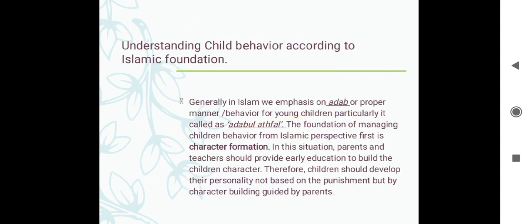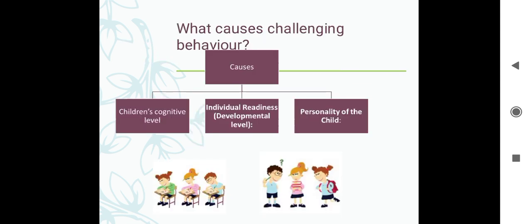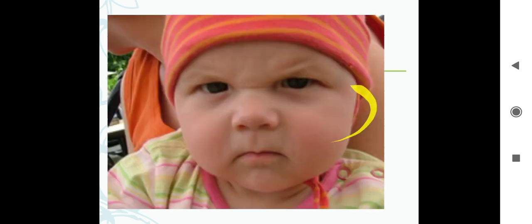Number 3, we discussed adabul atfal, or child behavior according to the Islamic foundation. In Islam, in order to ensure they behave in such a way, we need to form the characters. How to form them is by guiding, developing, teaching, and providing early education to the children. And the last part is what causes behavior to be challenging because of all these three: children's cognitive level, individual readiness, and the personality of the children.